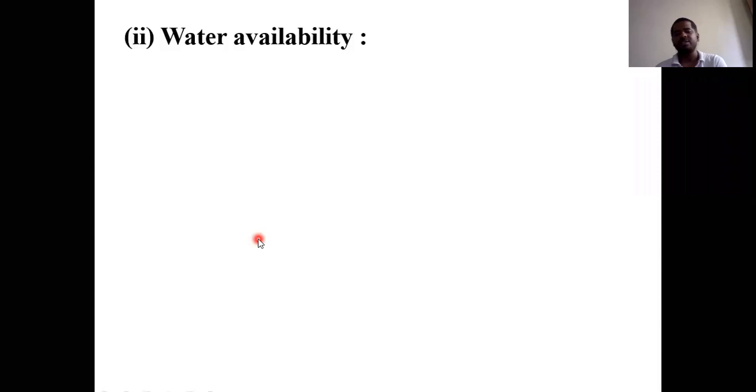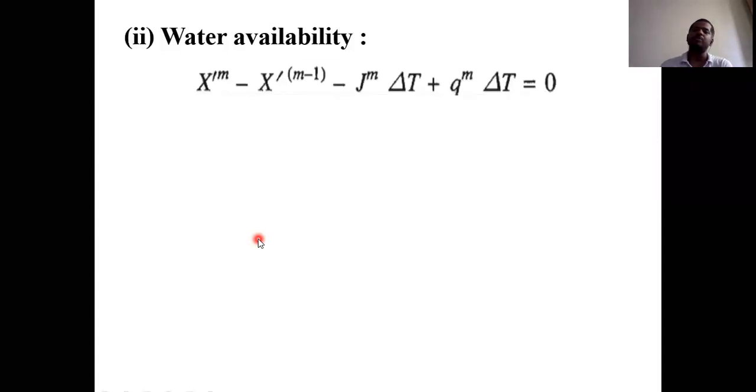Next, we will go for one more constraint, that is the water availability constraint. So this is nothing but the water availability constraint. So X1M represents at the end of the time period what is the amount of water, and this is at the beginning of the time period what is the amount of water, and J is nothing but inflow and Q is nothing but outflow, and delta T is nothing but the time interval in that particular interval.